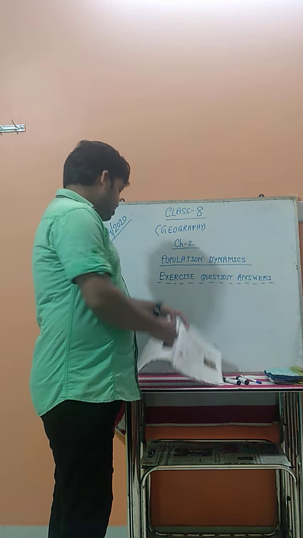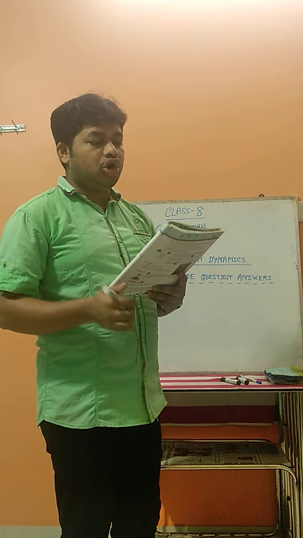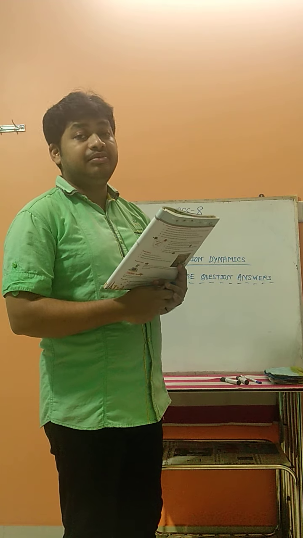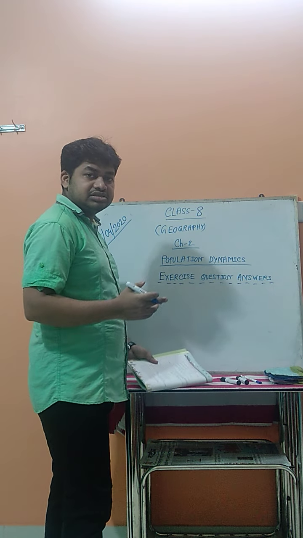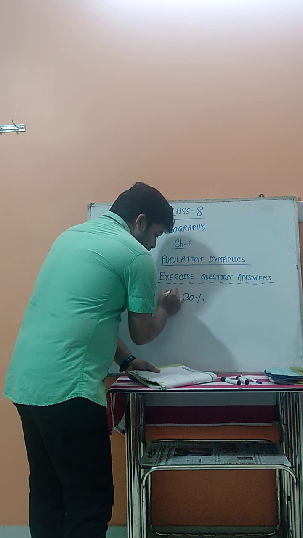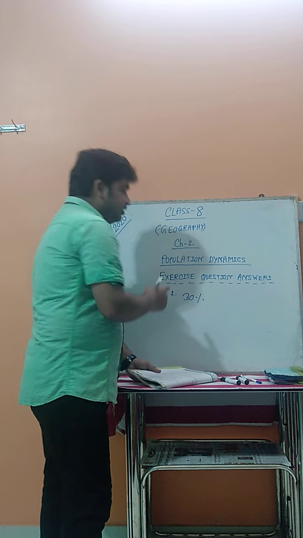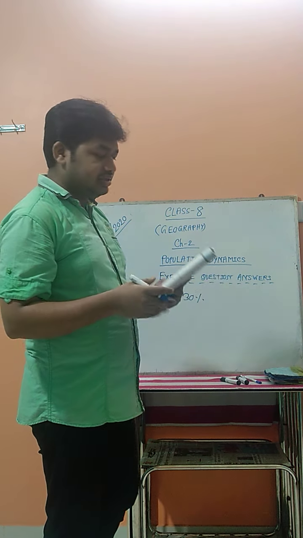First, you see in your book, on page number 38, there are different questions. First is, take the correct option. Dash percent of Indians live in urban areas. How many percent of Indians live in urban areas? You have to write 30%. That 30% live in urban areas.